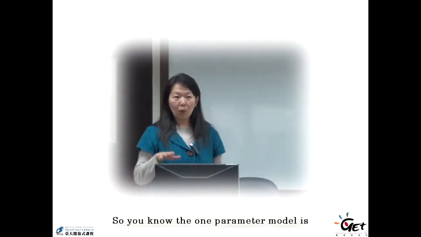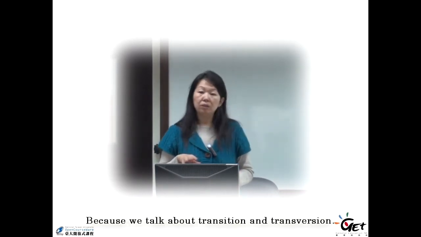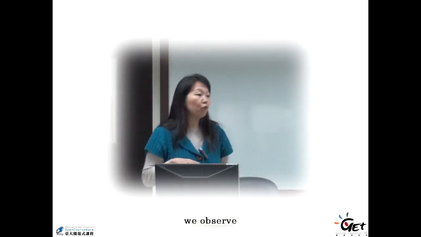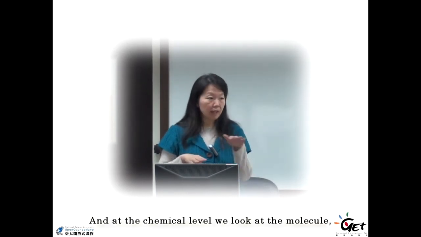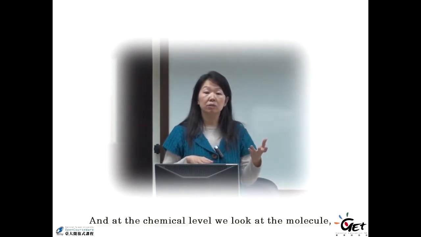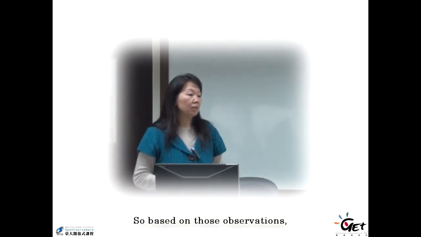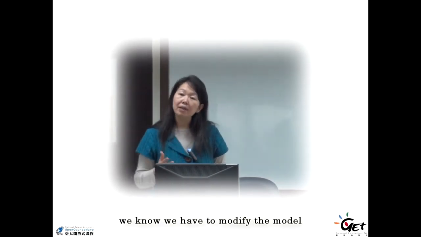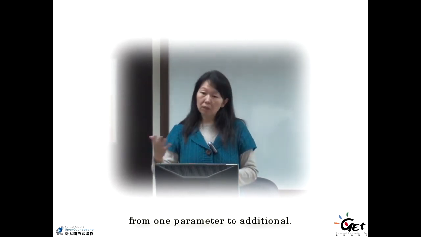So the one parameter model is very simple and it's not realistic, because we talk about transition and transversion. Empirically, we observe different transition and transversion rates. And at the chemical level, when we look at the molecule, the purines and pyrimidines are not mutated at equal rates to each other. Based on those observations, we know we have to modify the model from one parameter to additional parameters.